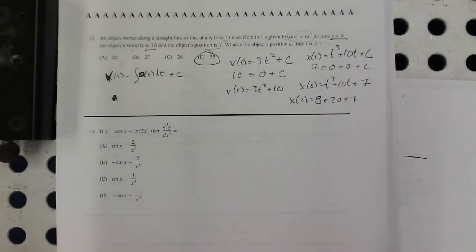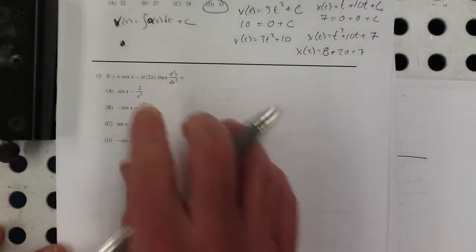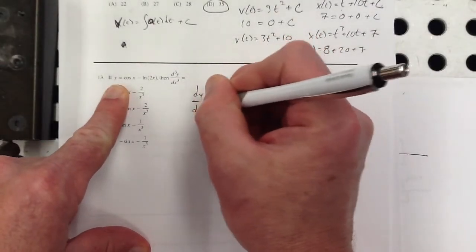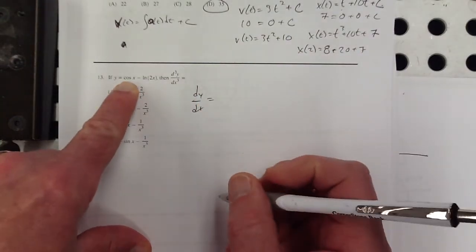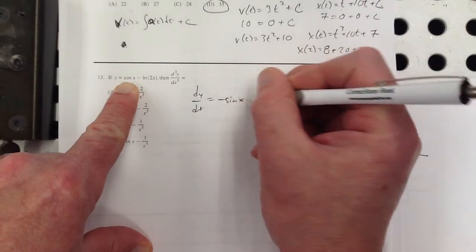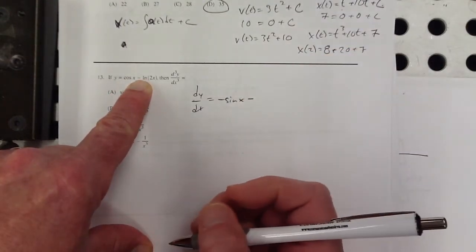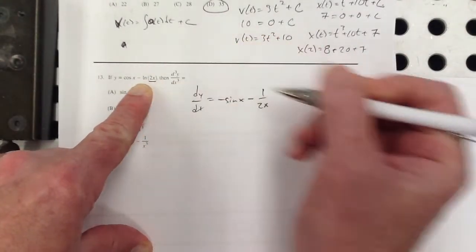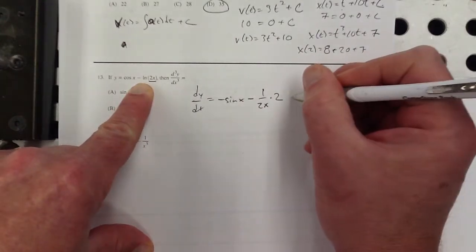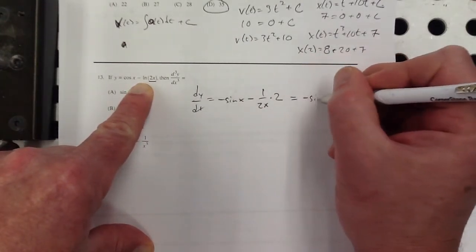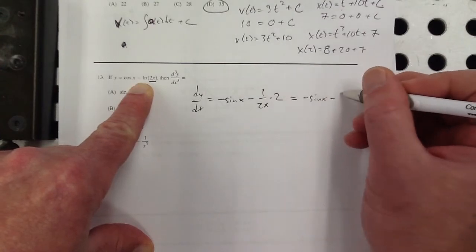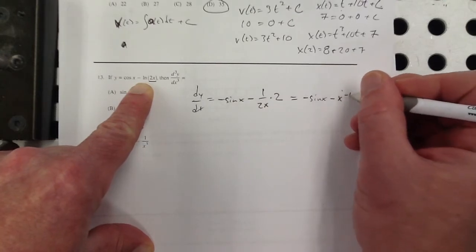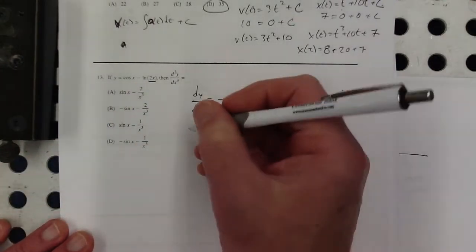Number 13. If y equals this, then the third derivative is, well, one derivative at a time. So dy/dx would be the derivative of cosine, which is negative sine, minus the derivative of natural log 2x, which is 1 over 2x times the derivative of what's inside. I'm going to simplify that. The 2's cancel out, and that's minus 1 over x, but it's more friendly for calculus to write it like that.